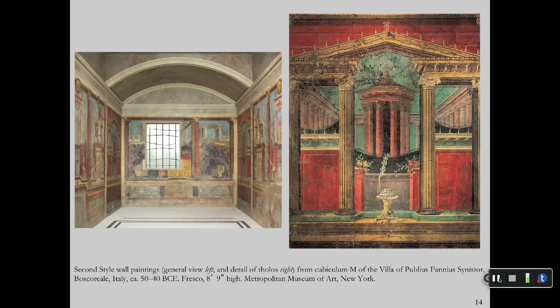Examples of second style wall painting. The painting on the right depicts a Tholos temple, and the architecture is in one point perspective. Objects diminish in height and width as they recede into the distance, to one vanishing point on the horizon.